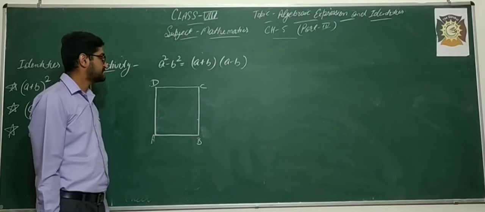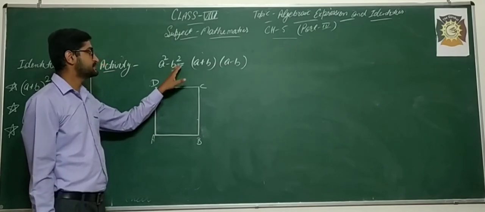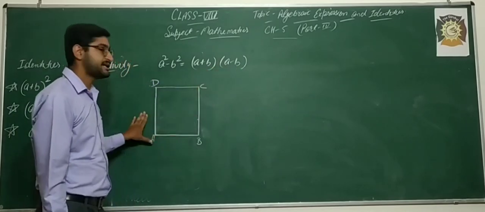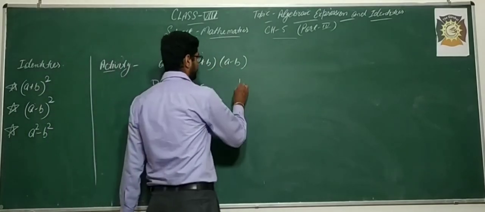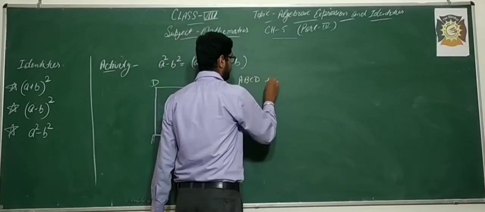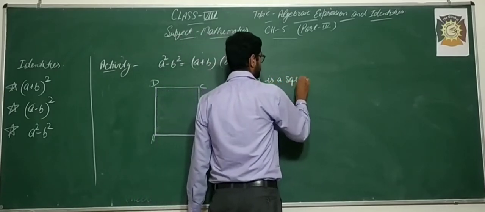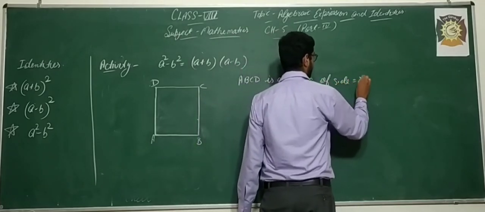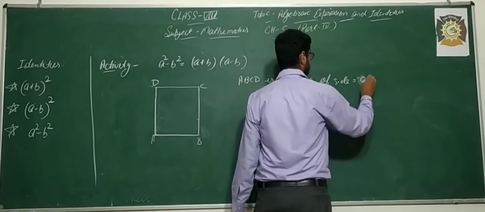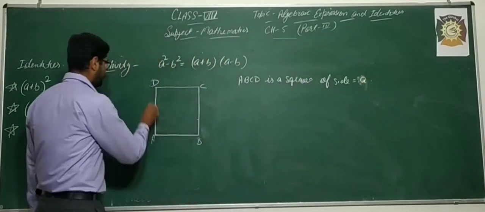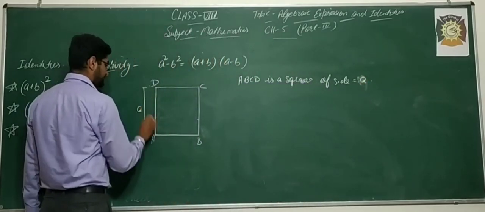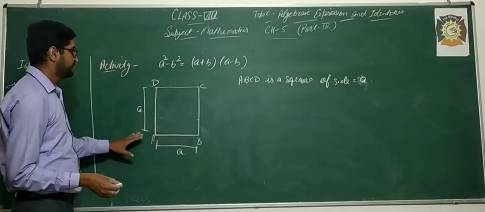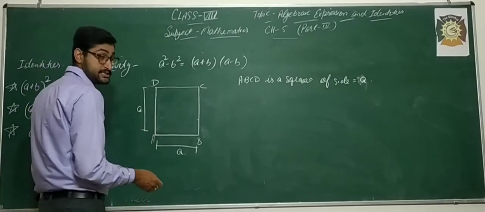Now we will discuss the activity for the identity a square minus b square equals a plus b into a minus b. With the help of this activity, here ABCD is a square of side A. Now this complete side is A and this side is A. So in this way the area of this square ABCD will be A square.